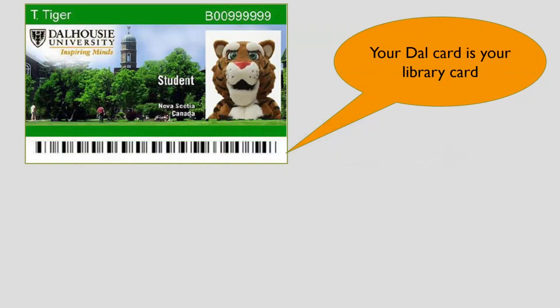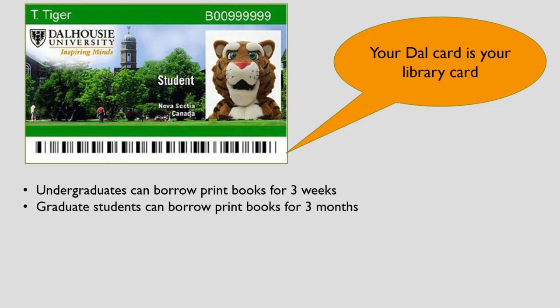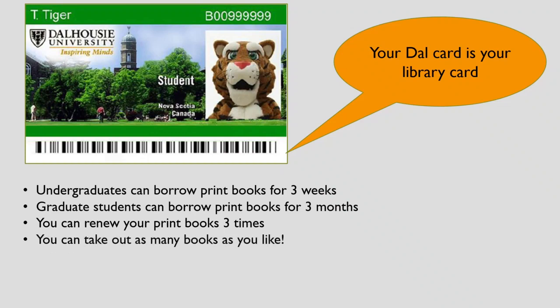Your Dal card is also your library card, so you don't have a separate library card. Your Dal card and your library card are one and the same. Undergraduate students can borrow print books for 3 weeks. Graduate students can borrow print books for 3 months, and you can renew your print books at least 3 times. You can take out as many books as you like. There's no limit on the number of books that you can borrow. So you can borrow and take out of the library as many books as you can carry, and there's no fee, there's no charge for taking out books.